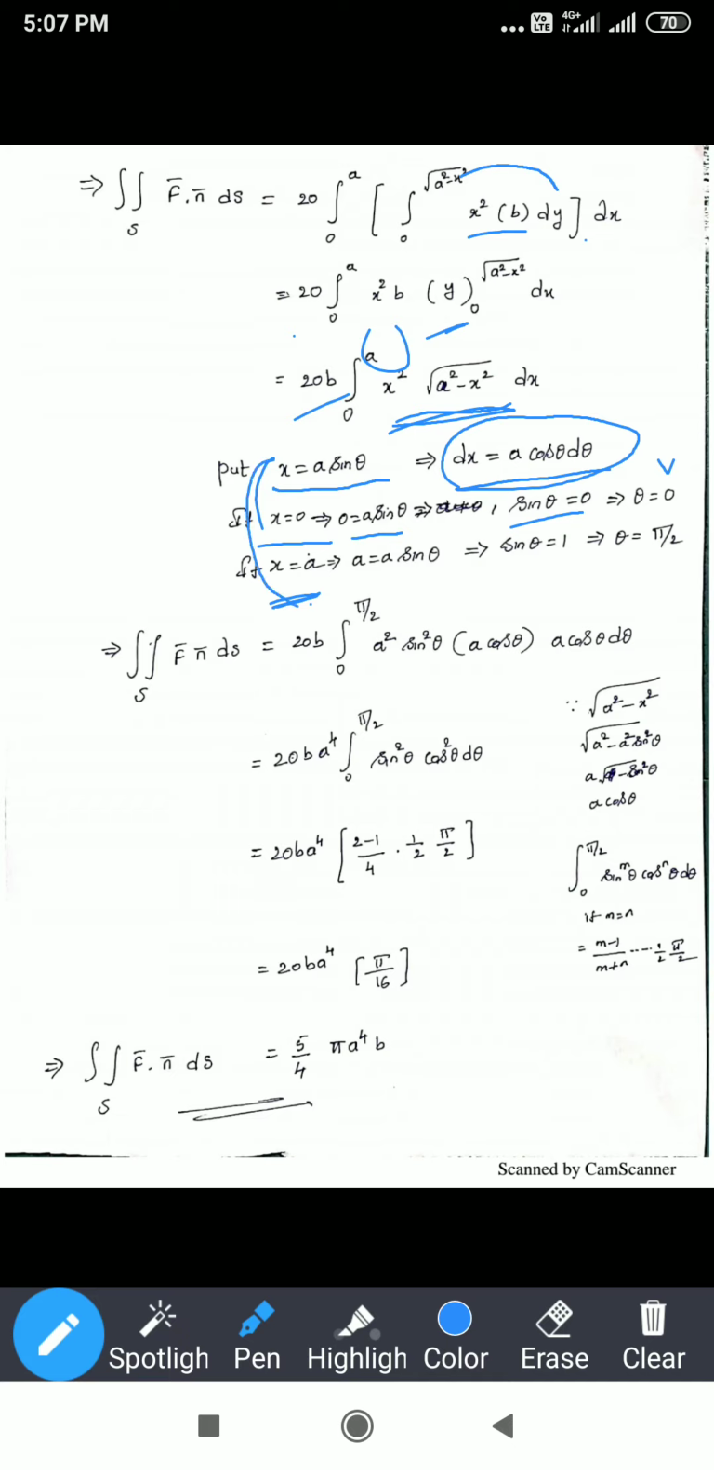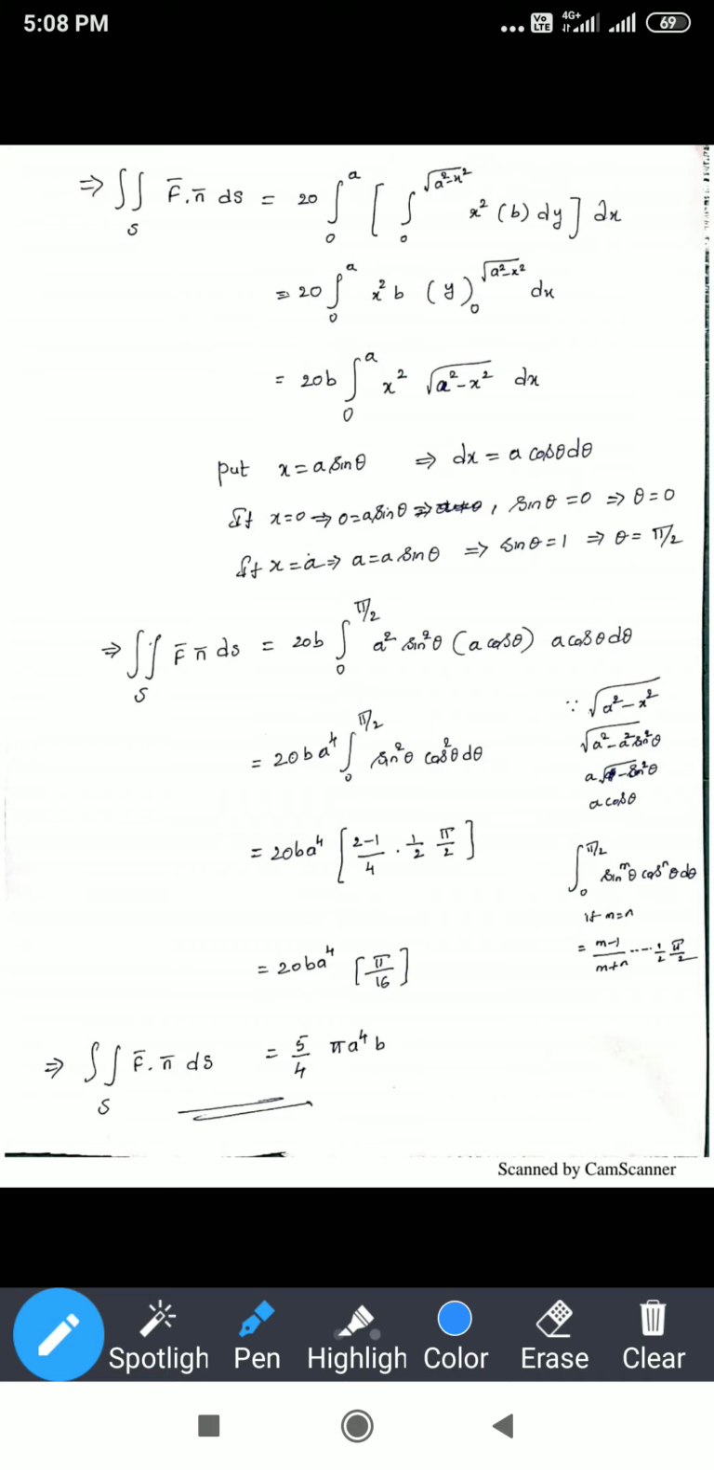Substituting this upper limit in x equal to a sine theta, you get a equal to a sine theta. On simplification, you get sine theta equal to 1. So if theta is equal to pi by 2, it becomes 1. So the theta limits will be 0 to pi by 2. This is the theta limits. So you are changing the variable x completely in terms of theta, including the limits also.